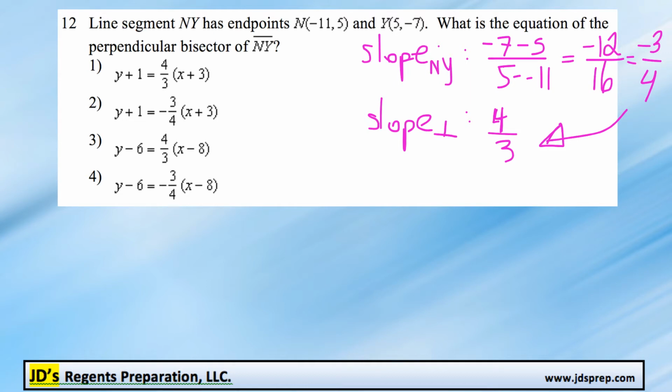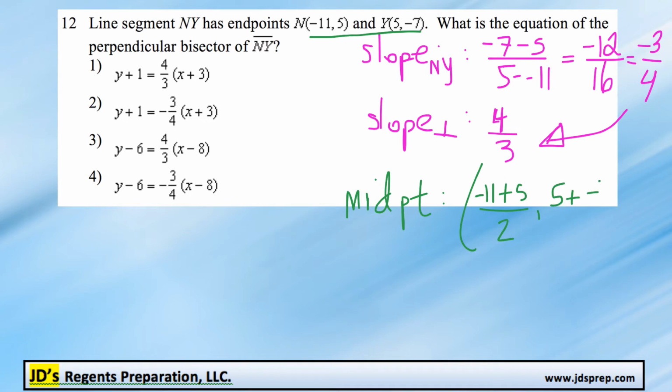Now let's go ahead and find the midpoint of the line segment because we know that the equation we're looking for will share that point. To find the midpoint, we're going to add the x values, so negative 11 plus 5, and divide it by 2. And the same thing with the y values, we'll add 5 plus negative 7, and divide by 2. So we get a midpoint with an x value of negative 3 and a y value of negative 1.